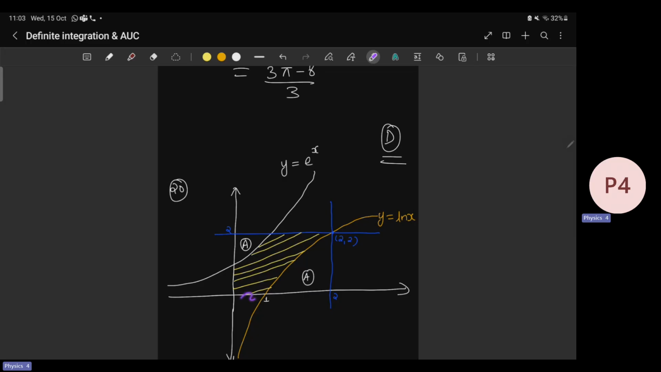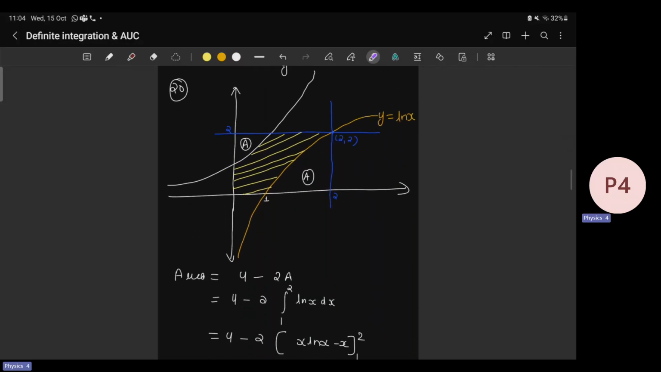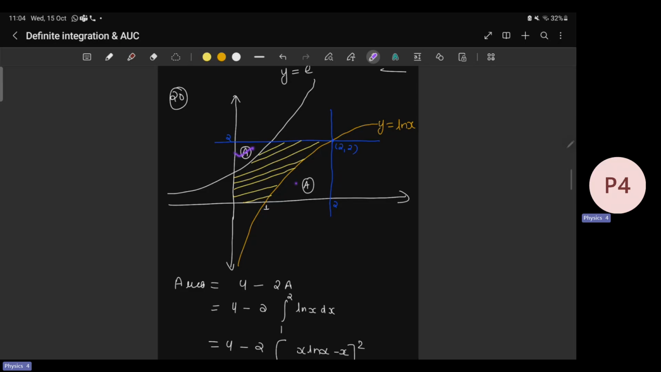Now x equals 0 is this line, y equals 0 is this line, x equals 2 is this line, and y equals 2 is this line. So we have to find ultimately this yellow region. How do we find this area? Suppose I find this area and this area. These two functions are symmetric, so these areas are also equal.